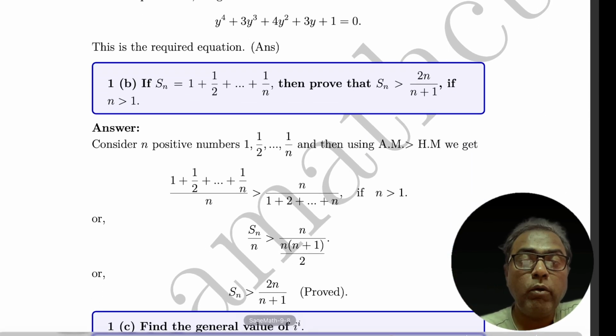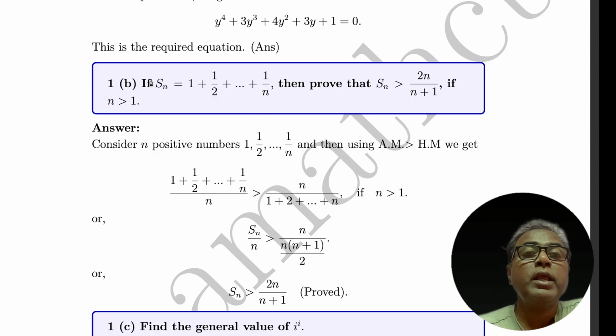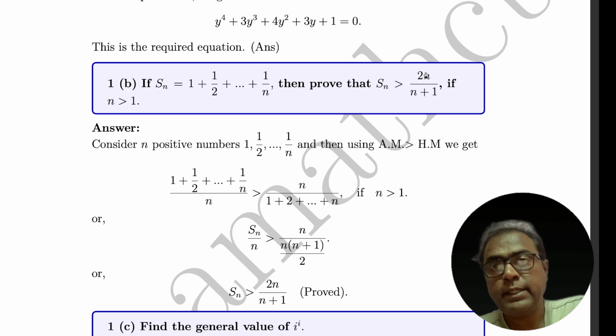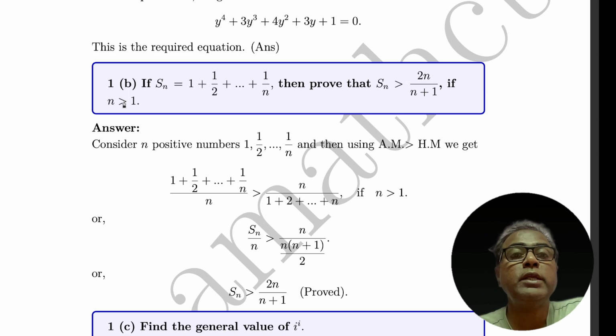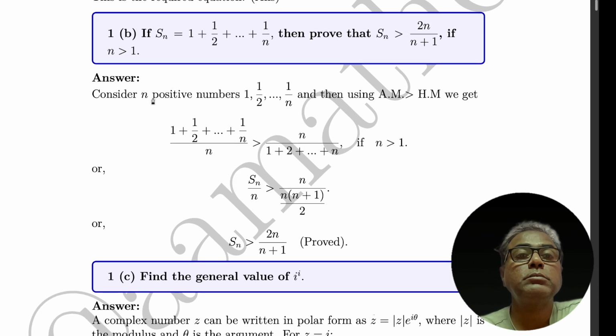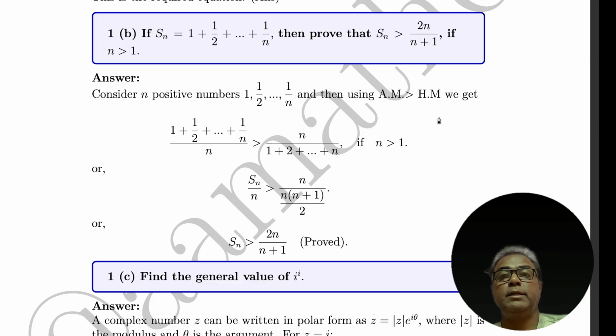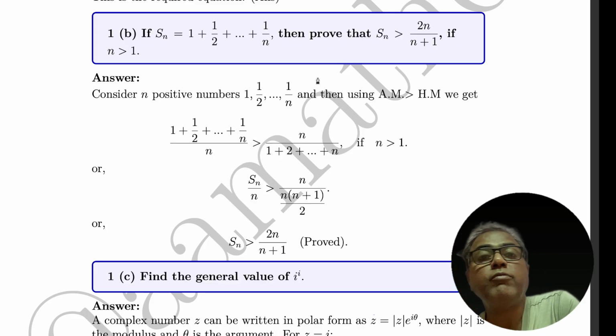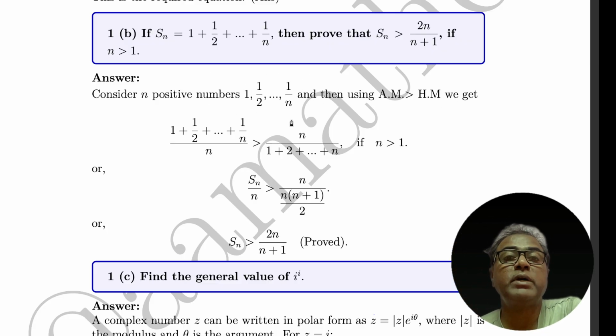Next question, 1b. If Sn equal to 1 plus 1 by 2 plus up to 1 by n, then prove that Sn is greater than twice n divided by n plus 1 if n is greater than 1. Consider n positive numbers 1, 1 by 2, up to 1 by n, and then use the arithmetic mean greater than harmonic mean inequality for all non-equal positive numbers.